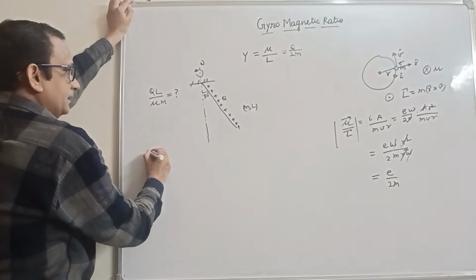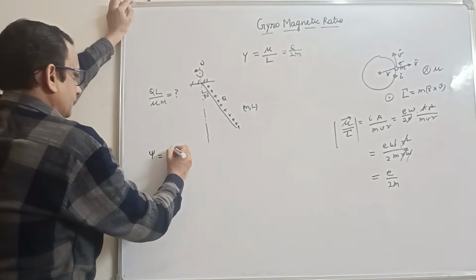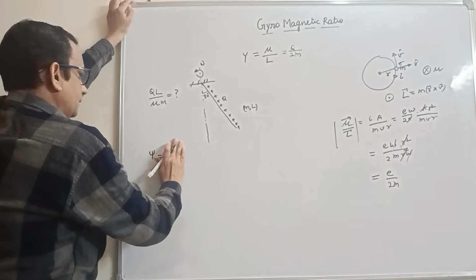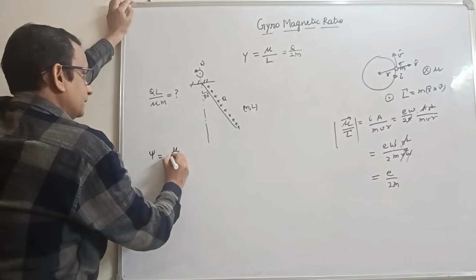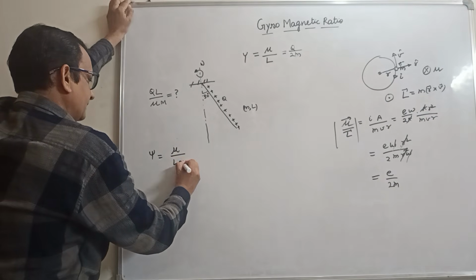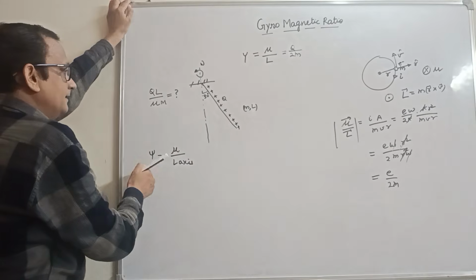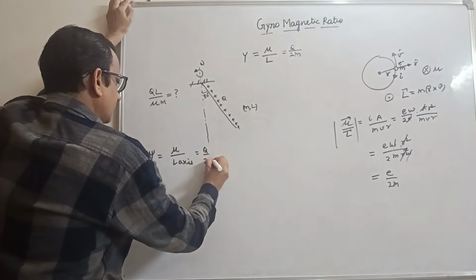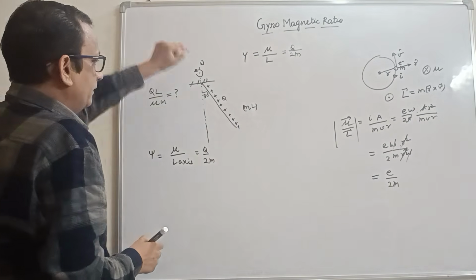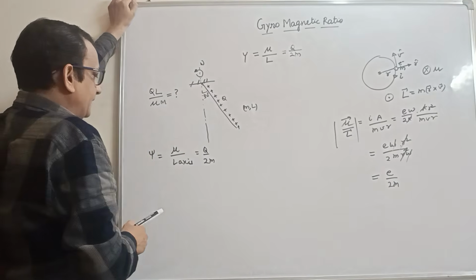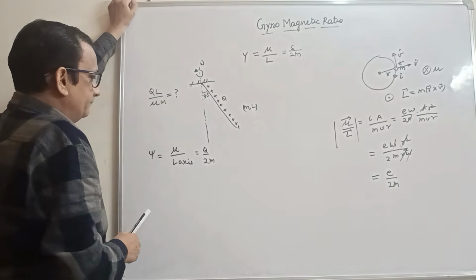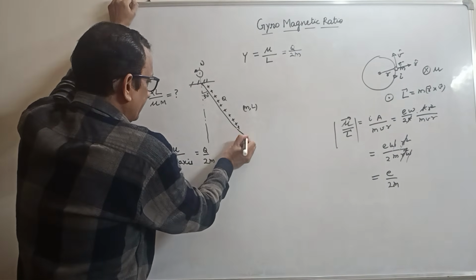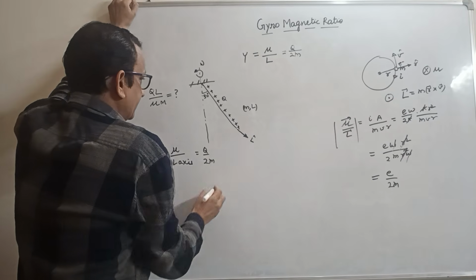So we know the gyromagnetic ratio is mu by L, the axial component. This L is the angular momentum about the axis, and it would be Q by 2m. So in this rod we have to find the direction of angular momentum. We know the length vector will be L cap in this direction.